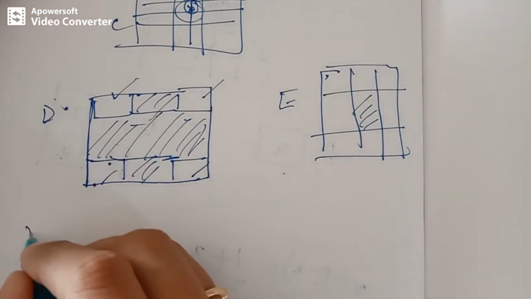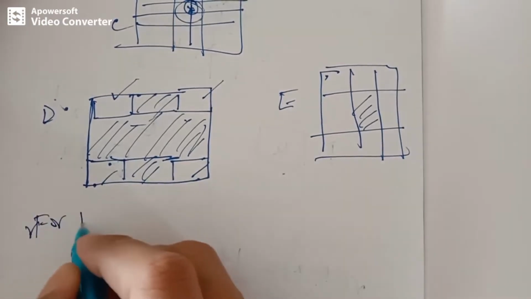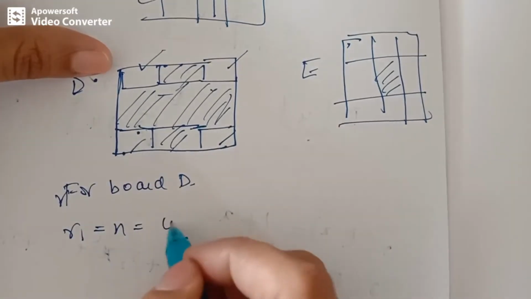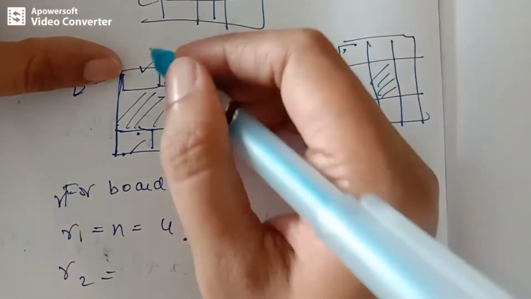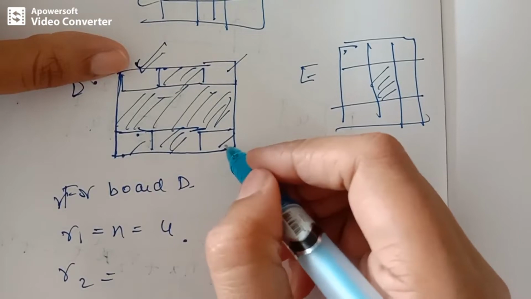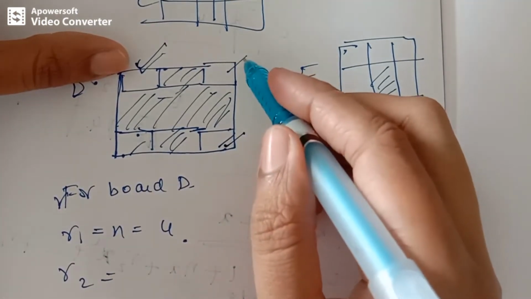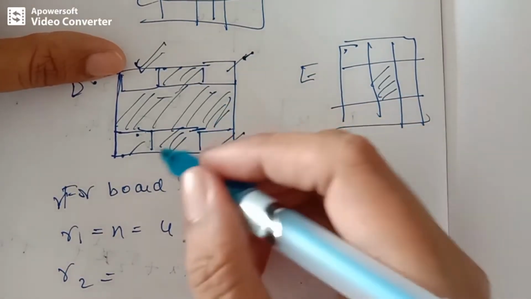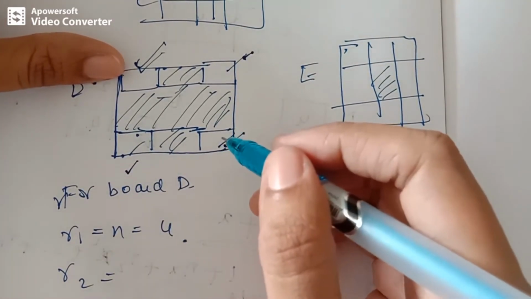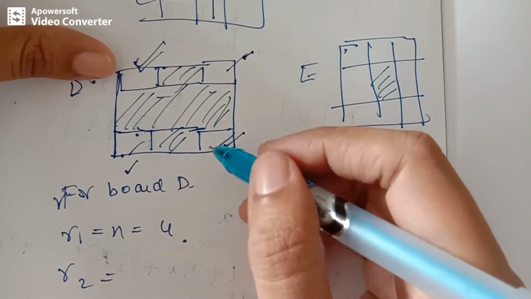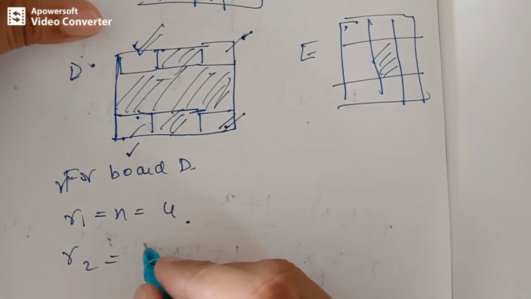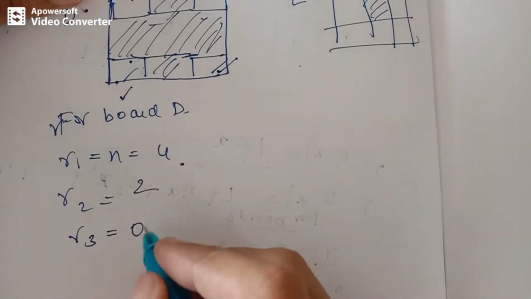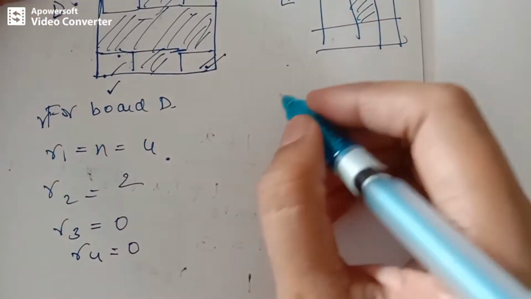Let's calculate the Rook's polynomial for the board D. For board D, R1 is equal to n, the number of squares, which is 4, right? What is the value of R2? We can place the first pawn here and the second pawn here, and the second option is I can place the first pawn here and the second pawn here. So we have got 2 ways of placing the 2 pawns together so that they do not attack each other. So we cannot have an R3 value or an R4 value for this board.